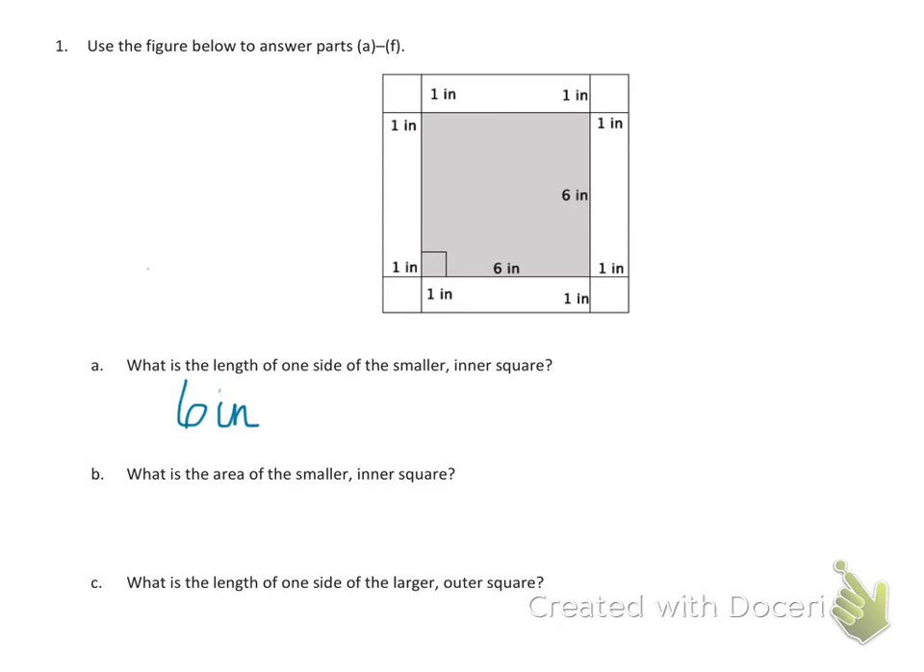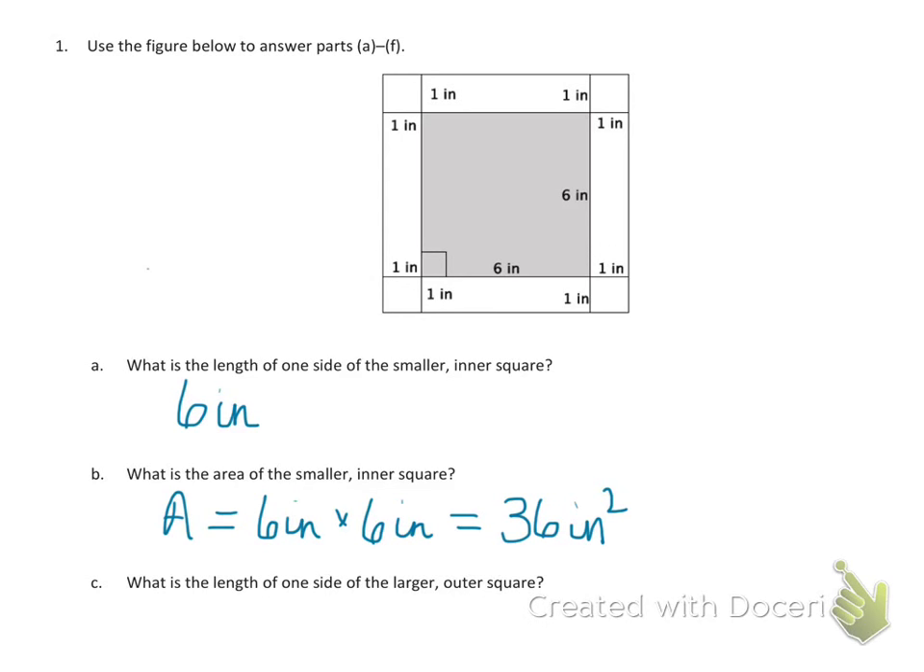Part B asks, what is the area of the smaller inner square? The area, we'll let A stand for area, is equal to 6 inches times 6 inches. Remember, area is length times width, or base times height. So 6 times 6 is 36. Inches times inches is inches squared. So the area of the smaller inner square is 36 inches squared.